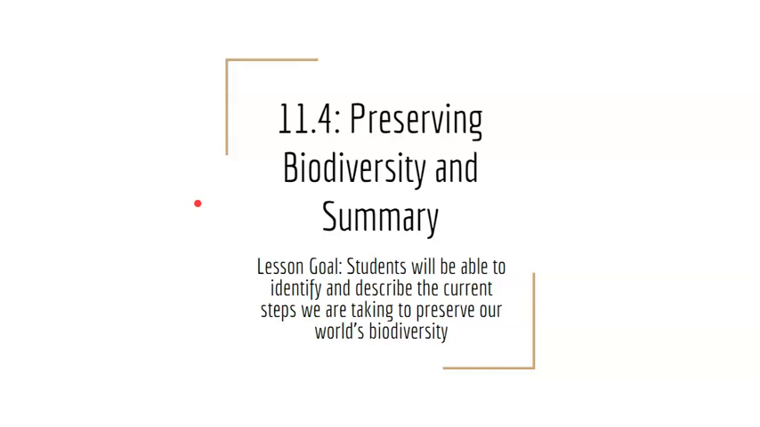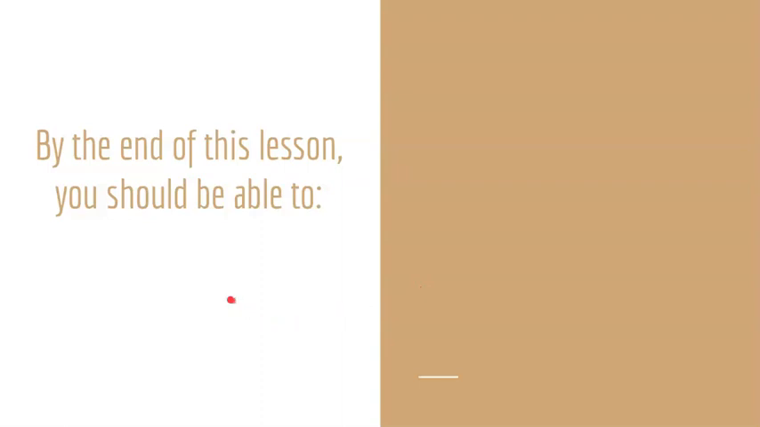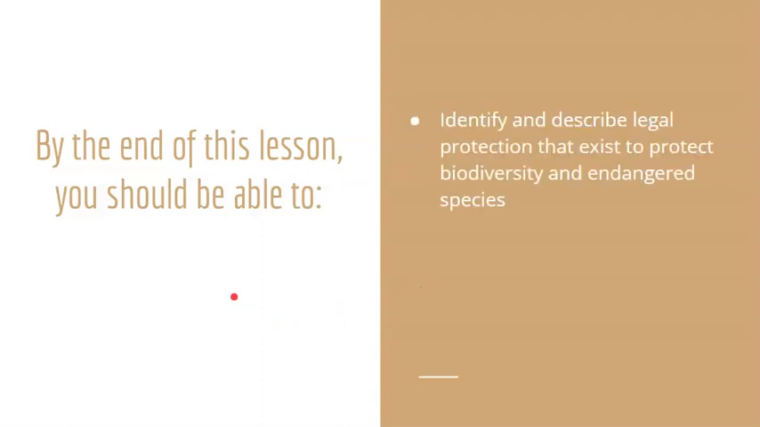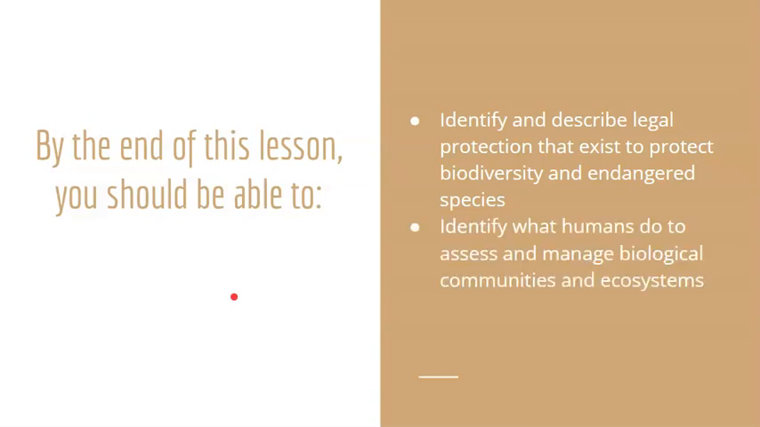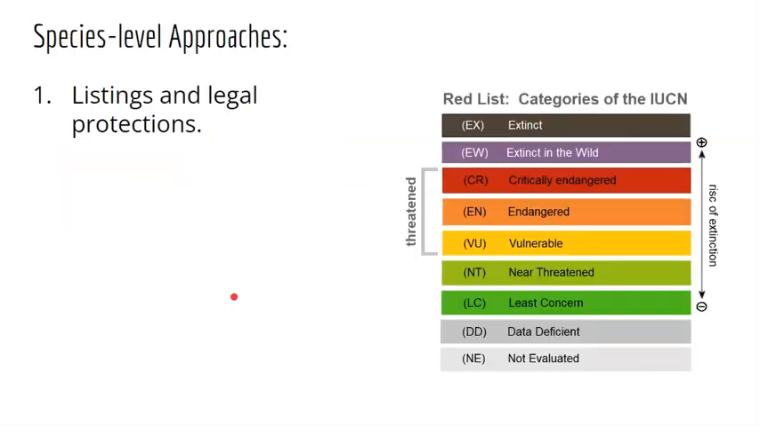So the lesson goal is that you will be able to identify and describe the current steps we are taking to preserve our world's biodiversity. By the end of this lesson, you should be able to identify and describe legal protection that exists to protect biodiversity and endangered species, and identify what humans do to assess and manage biological communities and ecosystems. So we're going to talk about species level approaches first. We're going to start with listings and legal protections.